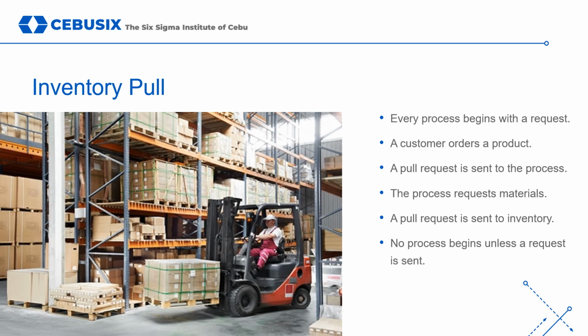In practice, every process begins with a request. A request comes from a customer, whether internal or external, who orders the product or service. The request initiates a pull through the production system whereby each point sends a request to the point before it, ordering the supplies it needs to complete that request.